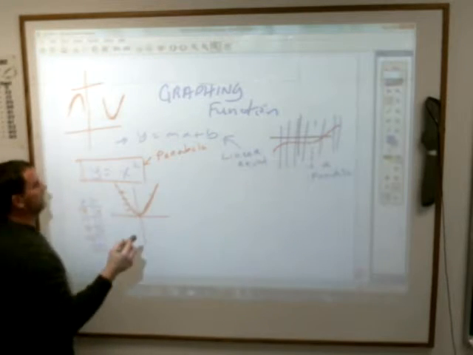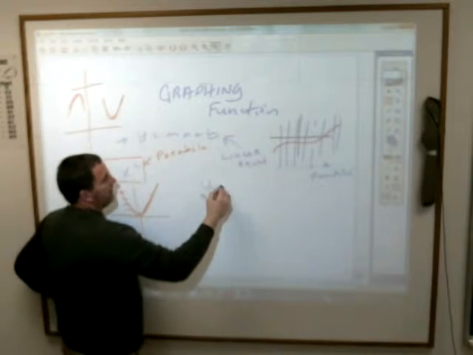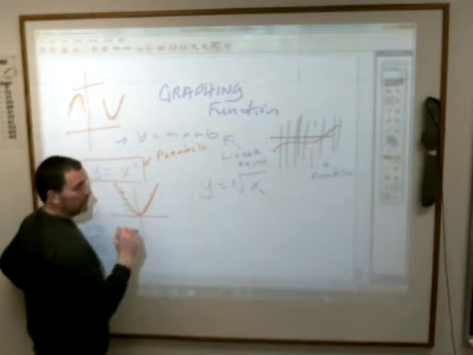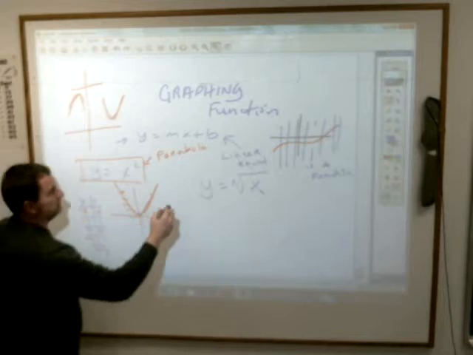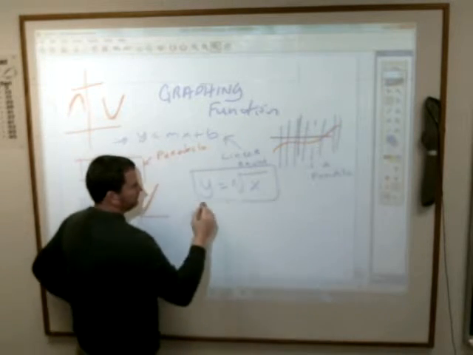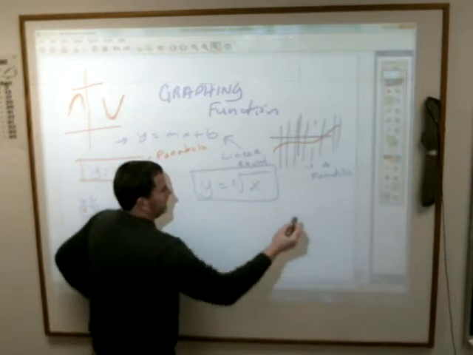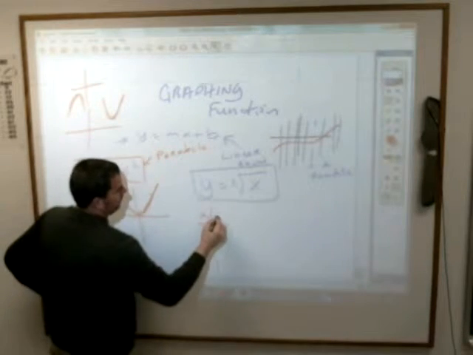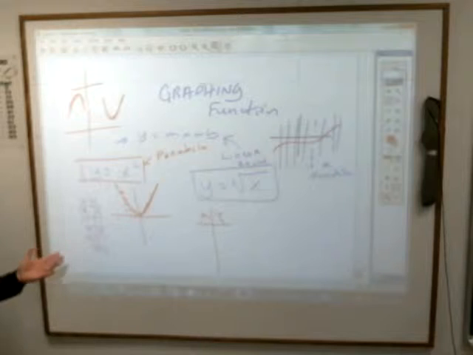Now, the second one we're going to look at is this one. What about y equals the square root of whatever x is? What does the graph of that look like? This is graph number 2. Again, let's put a little table down here. Fortunately, we can pick numbers that we know so that we can get square roots of.